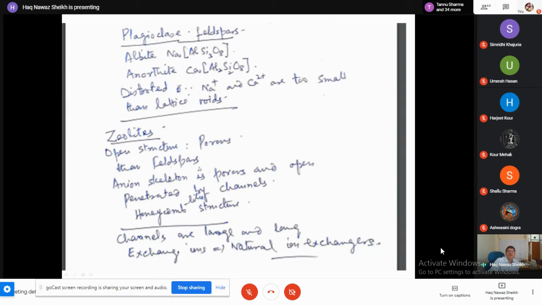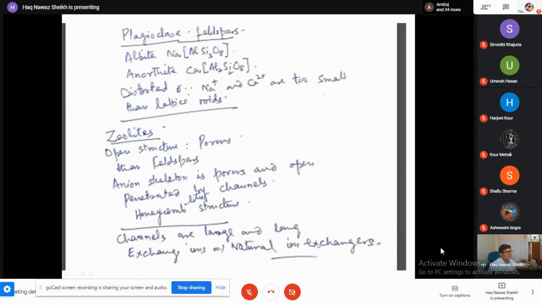Then the feldspars are very much open and porous. The skeleton is porous and open, penetrated by channels. There are channels with a honeycomb-like structure. So channels are large and long. They're long tunnel-like structures, and they serve as exchangers of ions, natural ion exchangers.